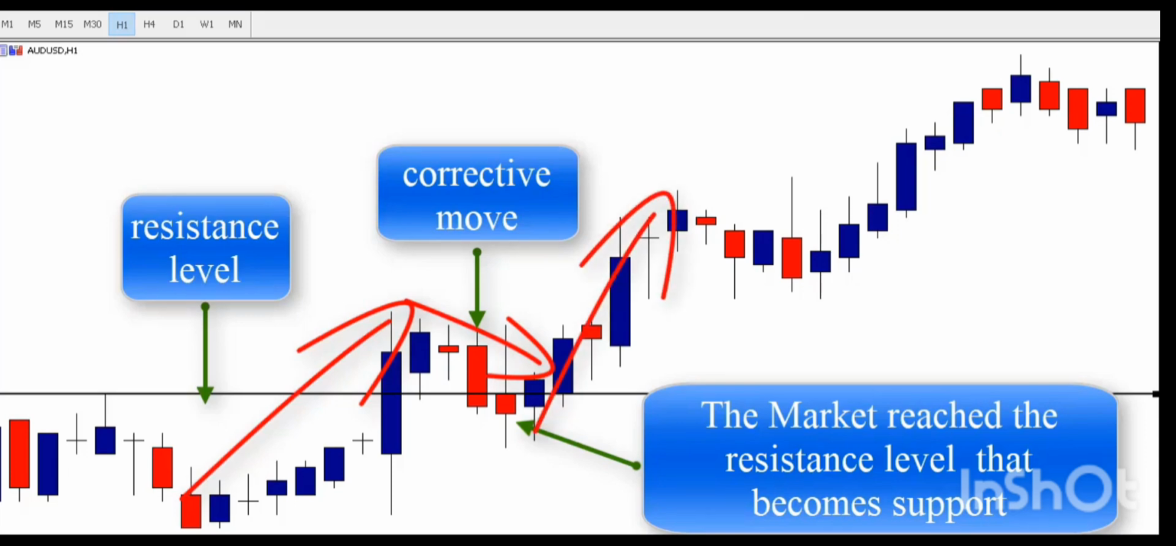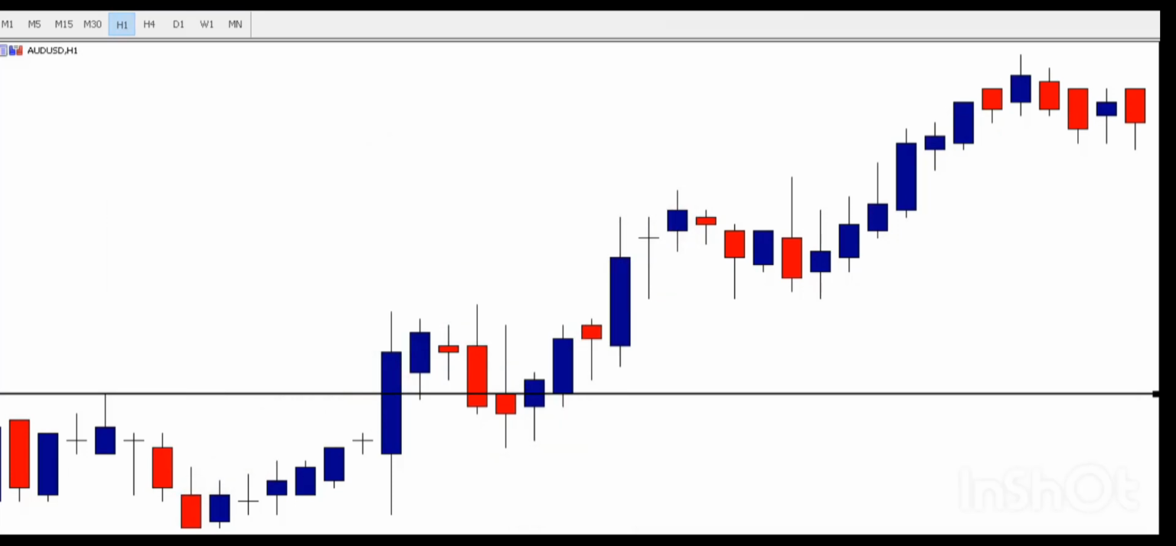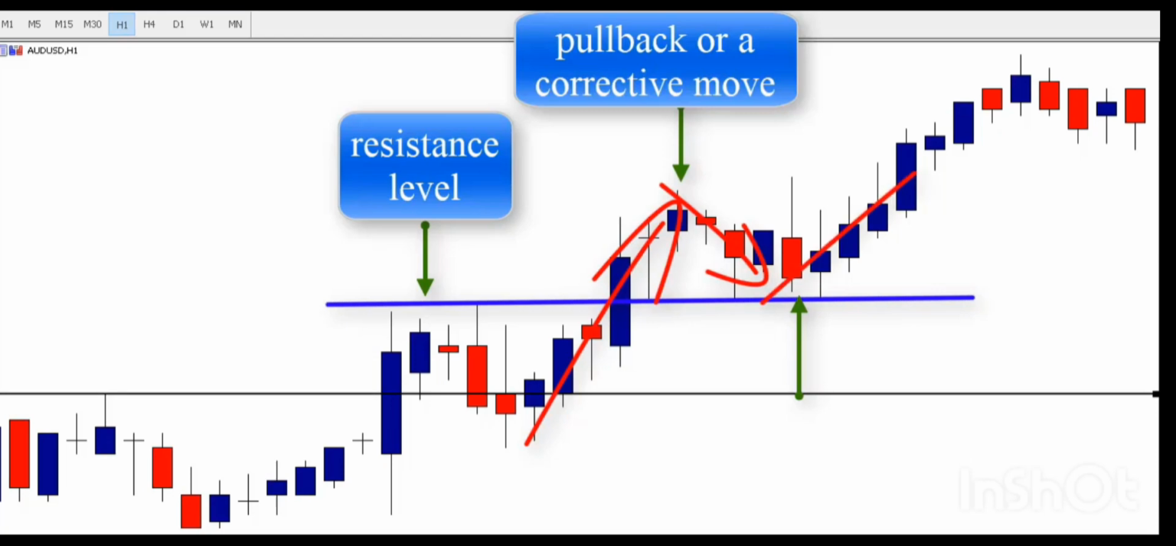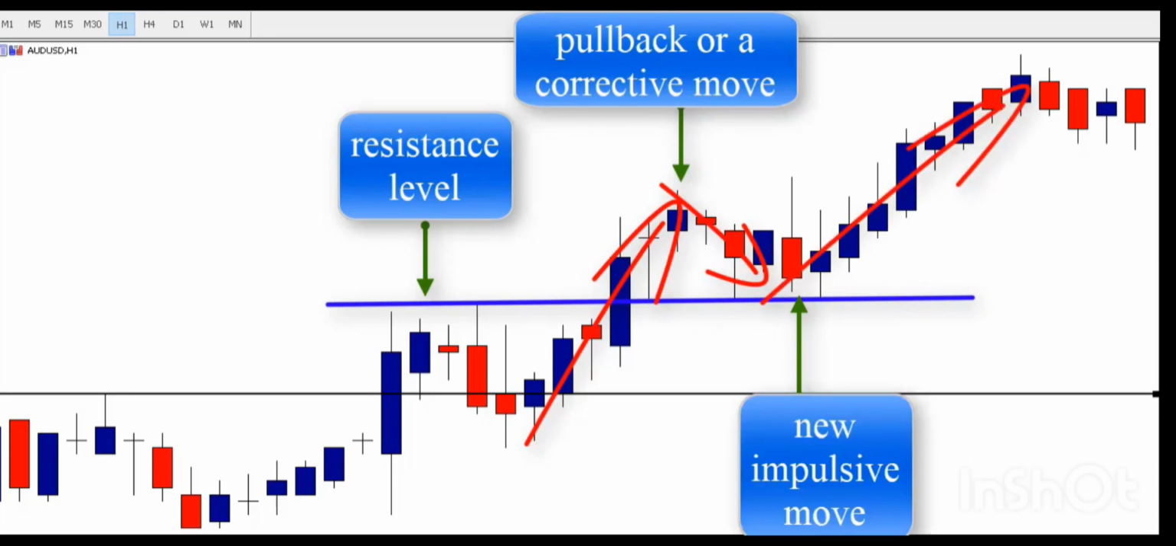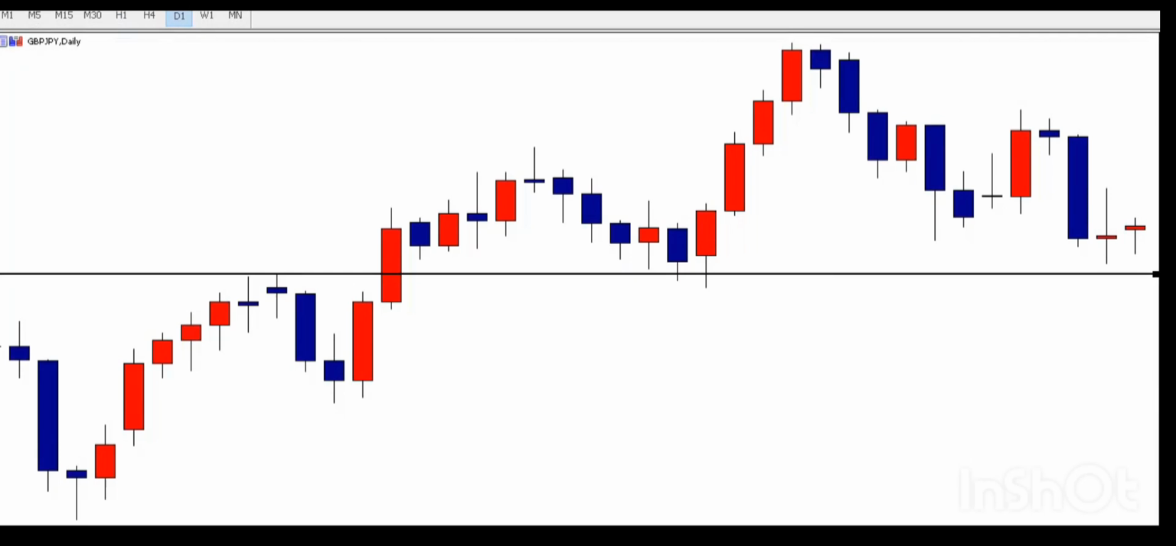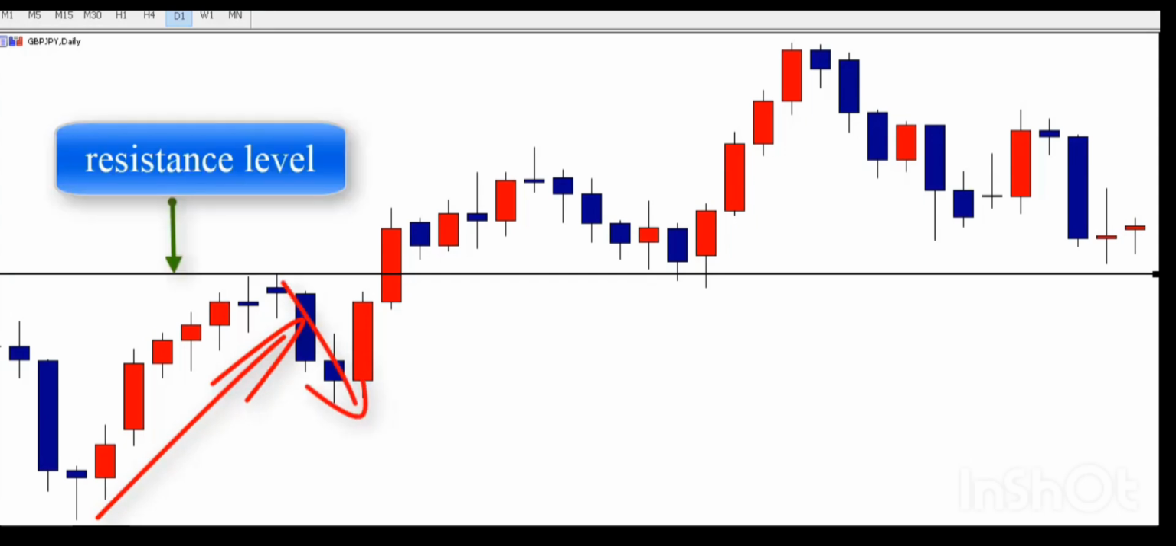The market reached another resistance level, using it as a support. It's now moved upward, breaking another structure here, another resistance level. Then it hits the resistance level that was broken. It turns into support. That's how it starts moving towards the upside. So break of market structure is very important in every trend.